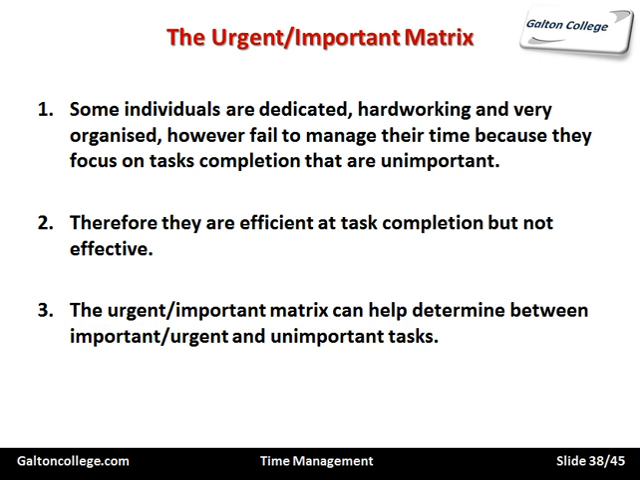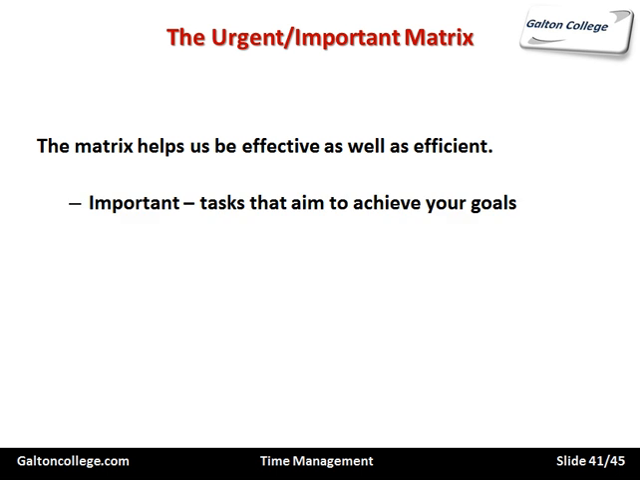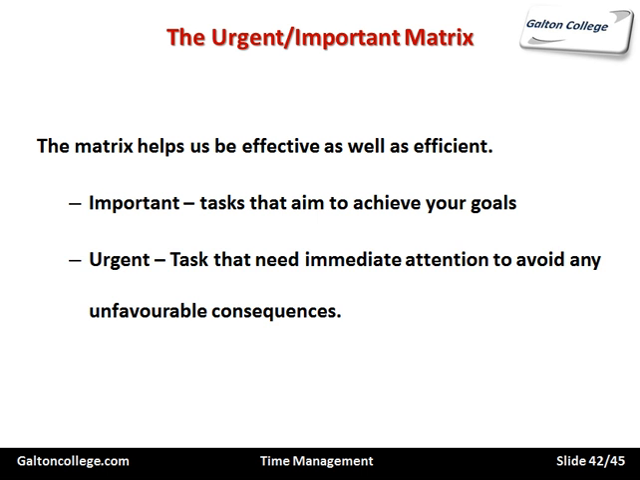The urgent important matrix can help determine between important, urgent and unimportant tasks. The matrix helps us to be effective as well as efficient. Important tasks are those that aim to achieve your goal. It's important to take on the tasks that are most important first, to prioritize, in other words, to deal with the ones which are pressing. And urgent, well, tasks that need immediate attention to avoid any unfavorable consequences. These are the urgent tasks.